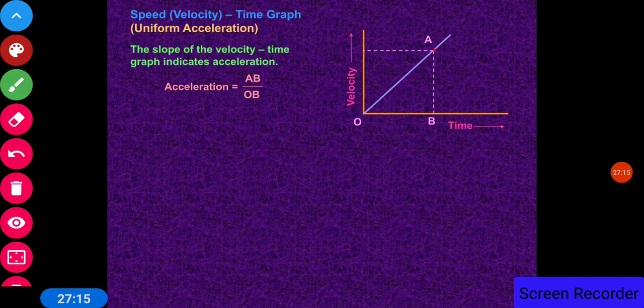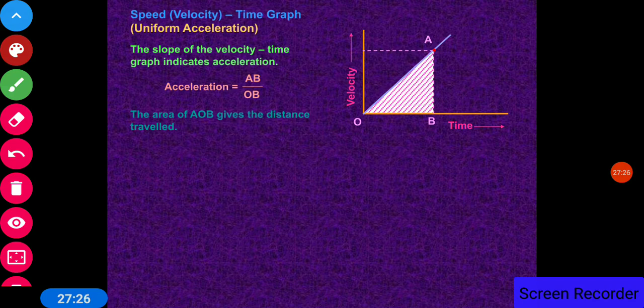So acceleration is equal to AB upon OB. From the graph it is clear that AB is the velocity and OB is time, and change in velocity upon time gives the acceleration. So we can say that slope gives the acceleration, and area AOB gives the distance travelled.